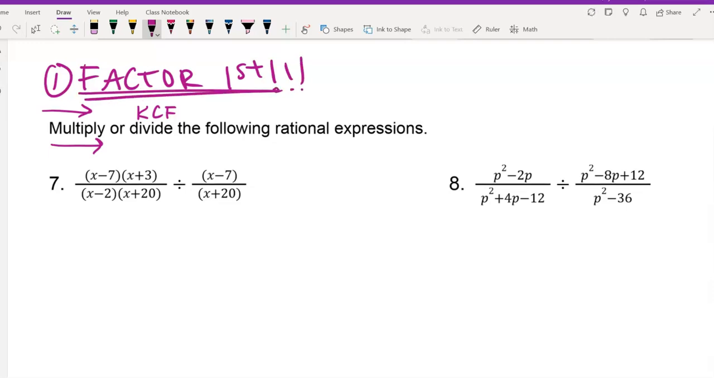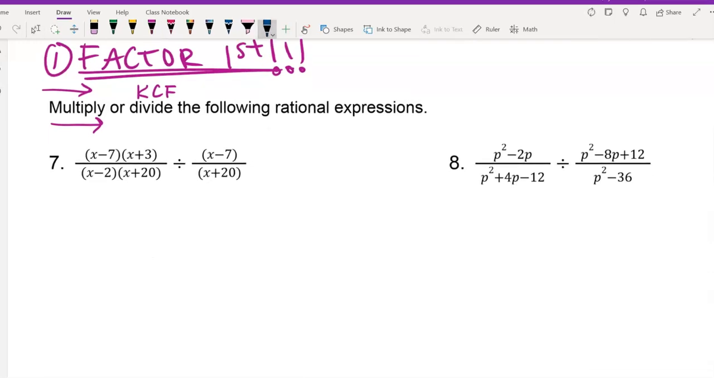Okay, so first, let's look at number 7. This is already factored. How do I know that? There are parentheses. Inside the parentheses, I see x plus a number, x minus a number. Those are factors. So we see that this is division, so we need to keep, change, and flip. So we're going to keep that first fraction the same. We're changing this to multiplication, and we are flipping this last fraction.